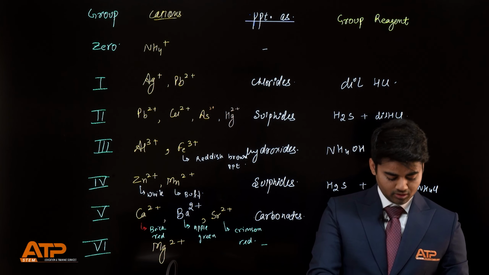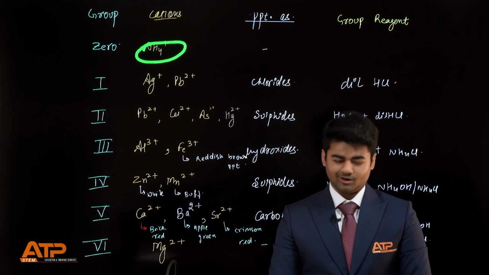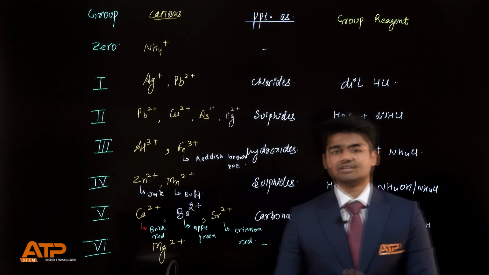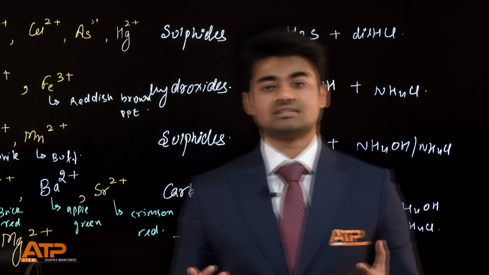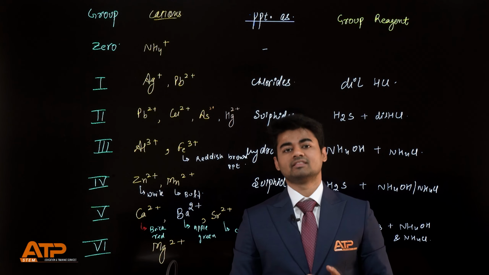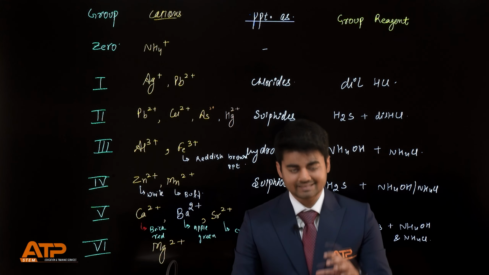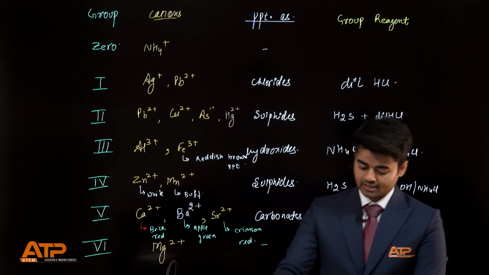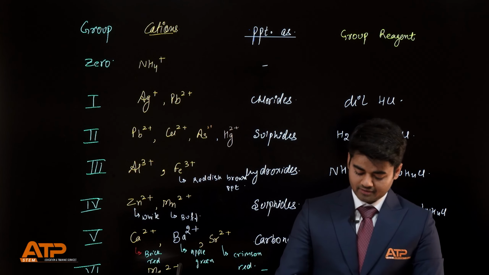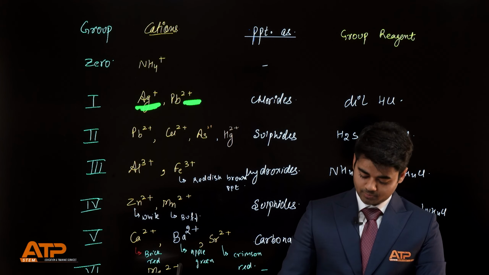In group 0, we have ammonium. Why is it called group 0? Because ammonium salts don't form precipitate. If they are not forming precipitate, there is no point studying these ammonium salts in this precipitation section. Group 1, we have Ag plus and Pb2 plus.